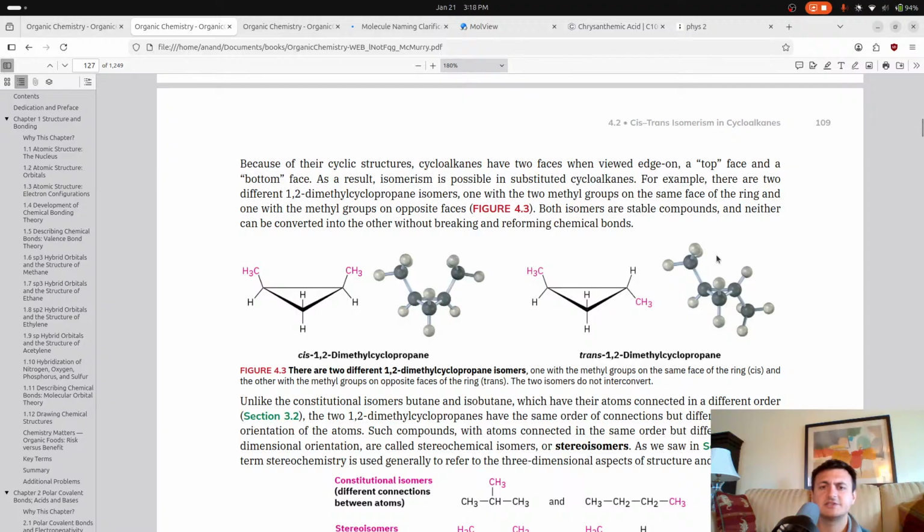Because of their cyclic structure, cycloalkanes have 2 faces when viewed edge on, a top face and a bottom face. As a result, isomerism is possible in substituted cycloalkanes. For example, there are 2 different 1,2-dimethylcyclopropane isomers, one with the 2 methyl groups on the same face of the ring, and one with the methyl groups on opposite faces. Both isomers are stable compounds and neither can be converted into the other without breaking and reforming chemical bonds.